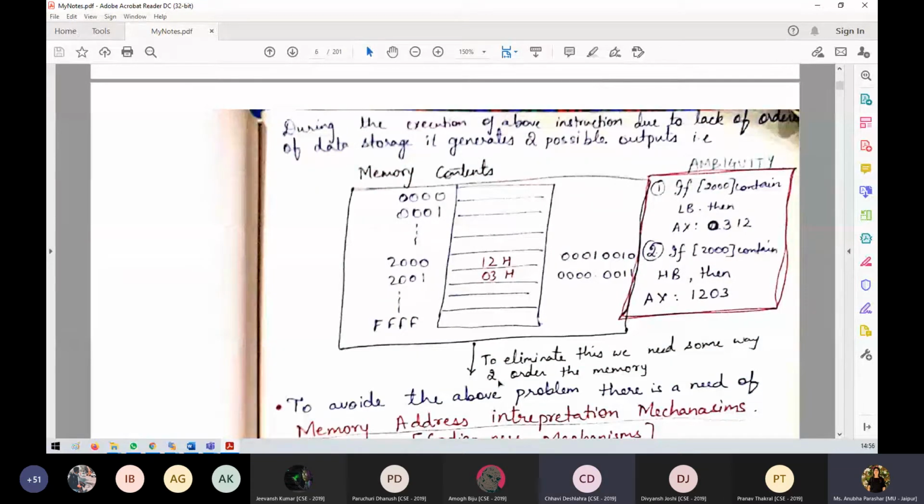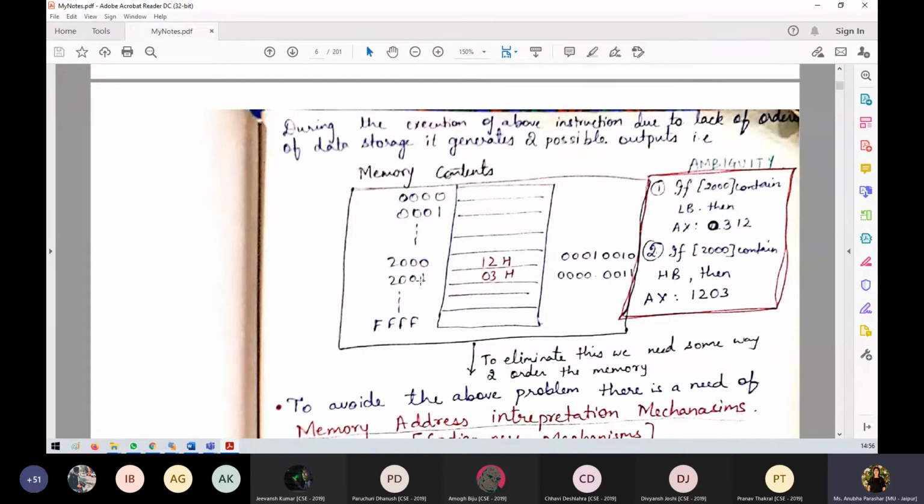Yes, ma'am. Why are we taking 2001 there? See, because this memory space is 8-bit, that means it can only contain 8 bits of data. That means the other data will go to the next address space, that is 2001. So when you write a C program and you declare a variable, int a equals 10.